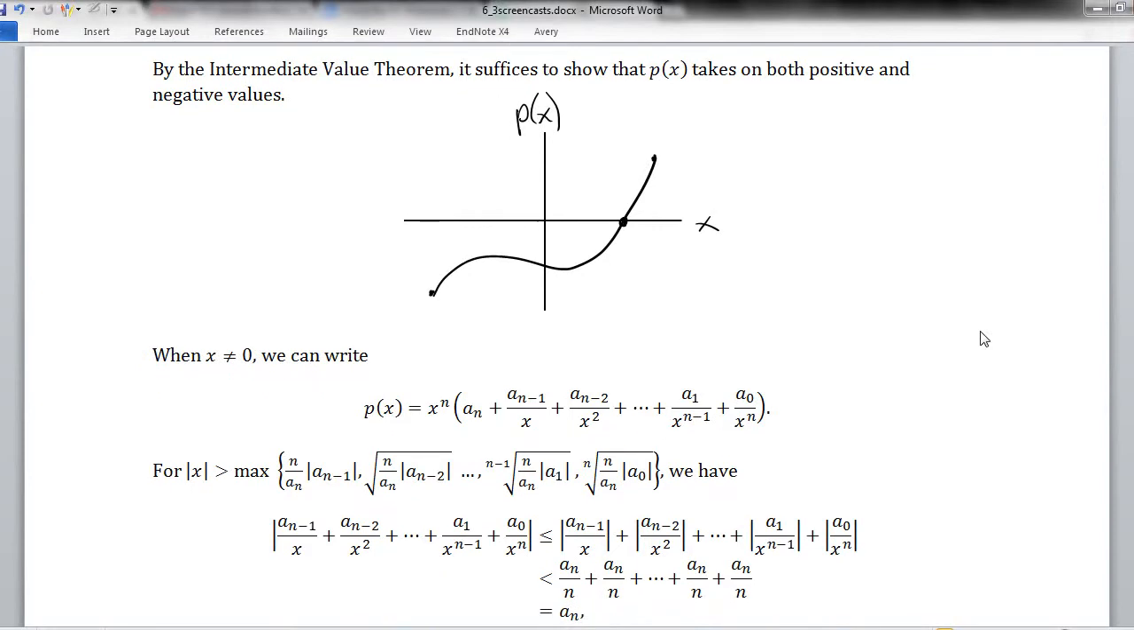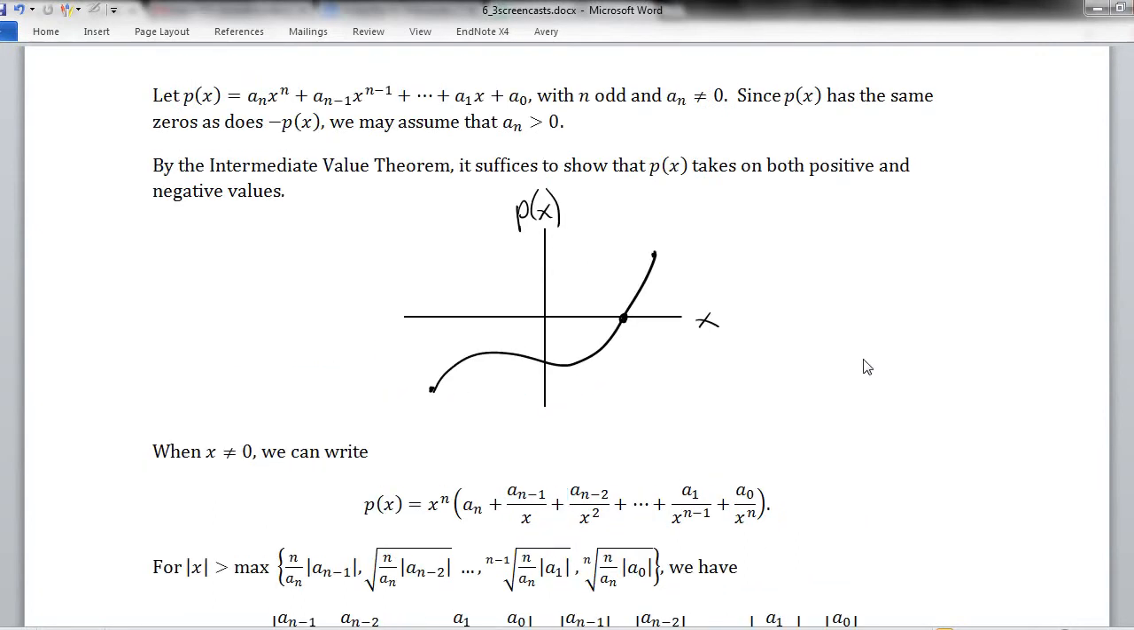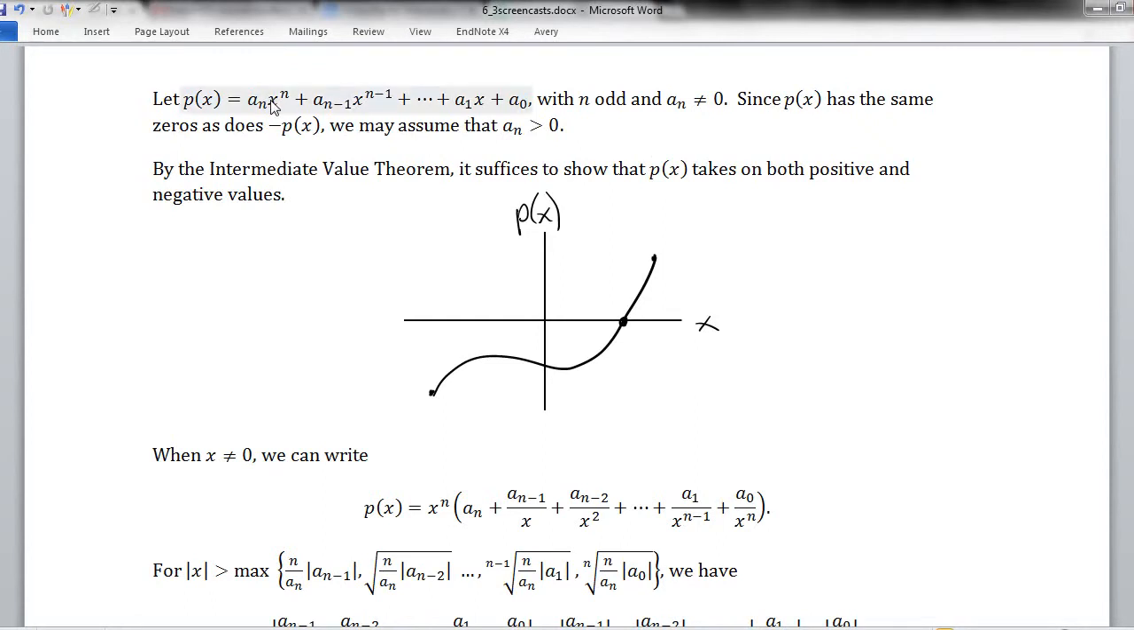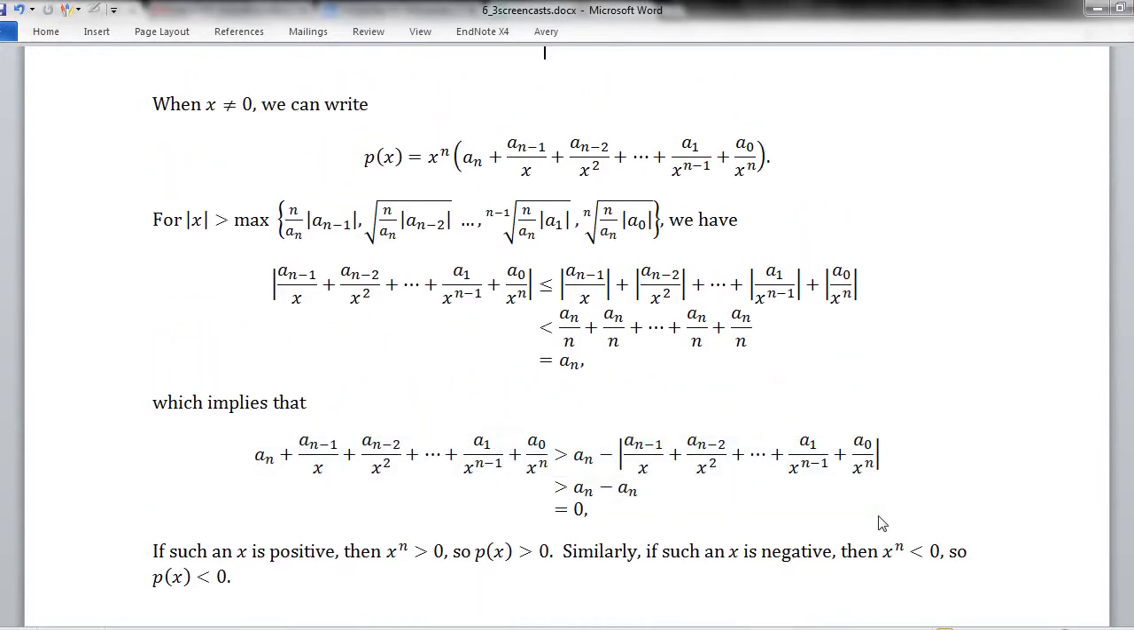Okay, well, as long as x is not equal to 0, which is almost always true, we can write p of x in this form. And all I've done is factor out x to the n from every term. Okay. And well, the reason I've done that is we know exactly what the sign of x to the n is. Right? If x is positive, it's positive. If x is negative, then because n is odd, x to the n is negative as well. And so we just need to get a handle on the sign of the stuff in parentheses here.